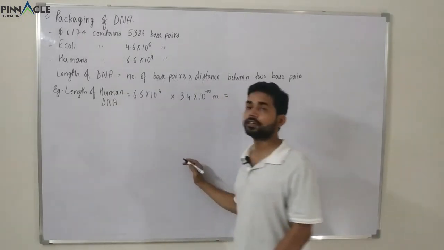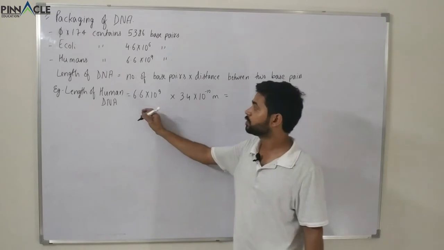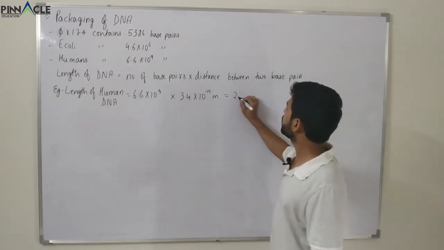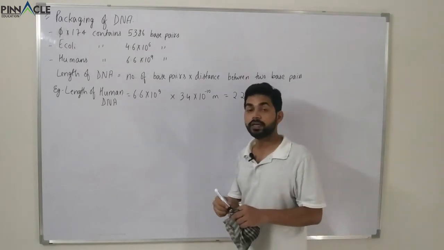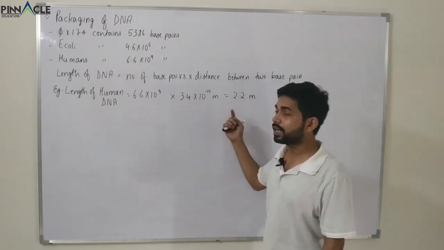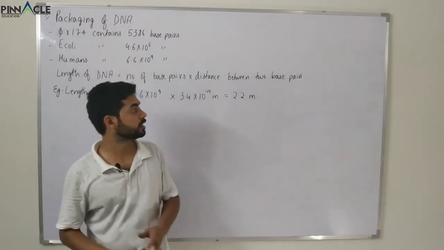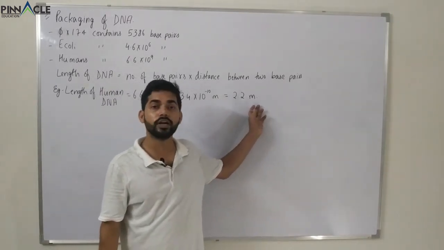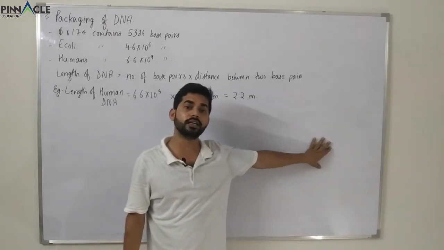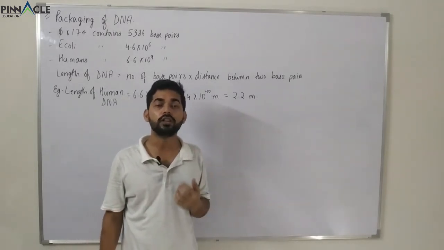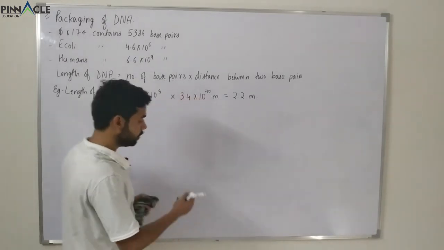So if we convert angstrom into meter, we have 10 to the power minus 9, and these are the number of base pairs. If we calculate, then the value will come around 2.2 meters. So you can imagine that just one cell of the human body contains DNA of 2.2 meters. So how is such a long DNA packed into a small nucleus of just 10 to the power minus 5 meter?